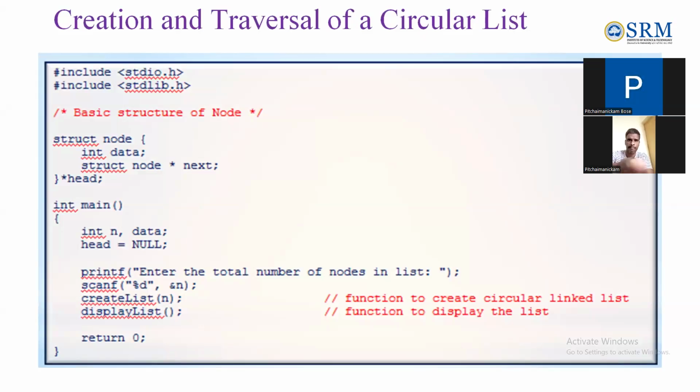Creation and traversal of the circular linked list. Here the struct node is there: int data, struct node star next, and head. So here we are using this int.